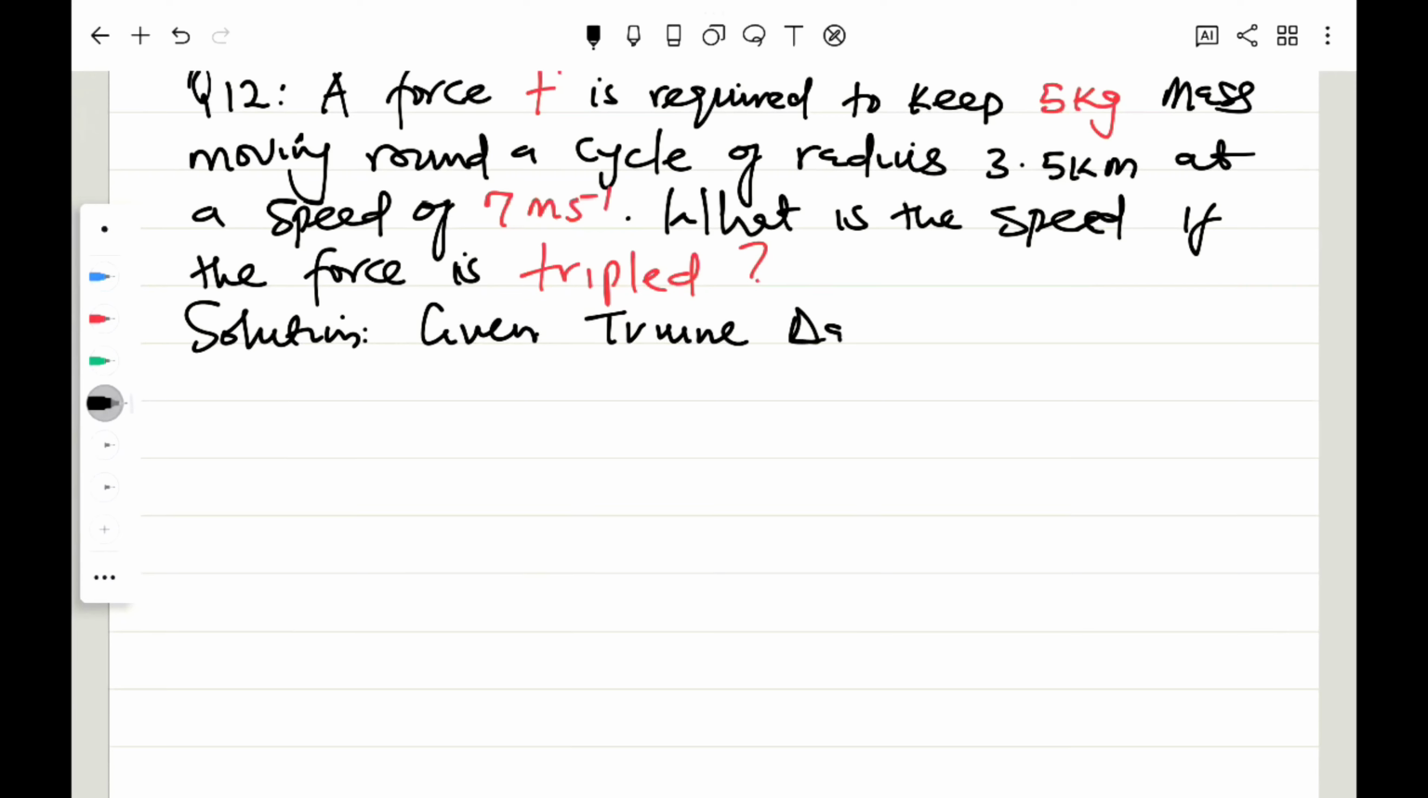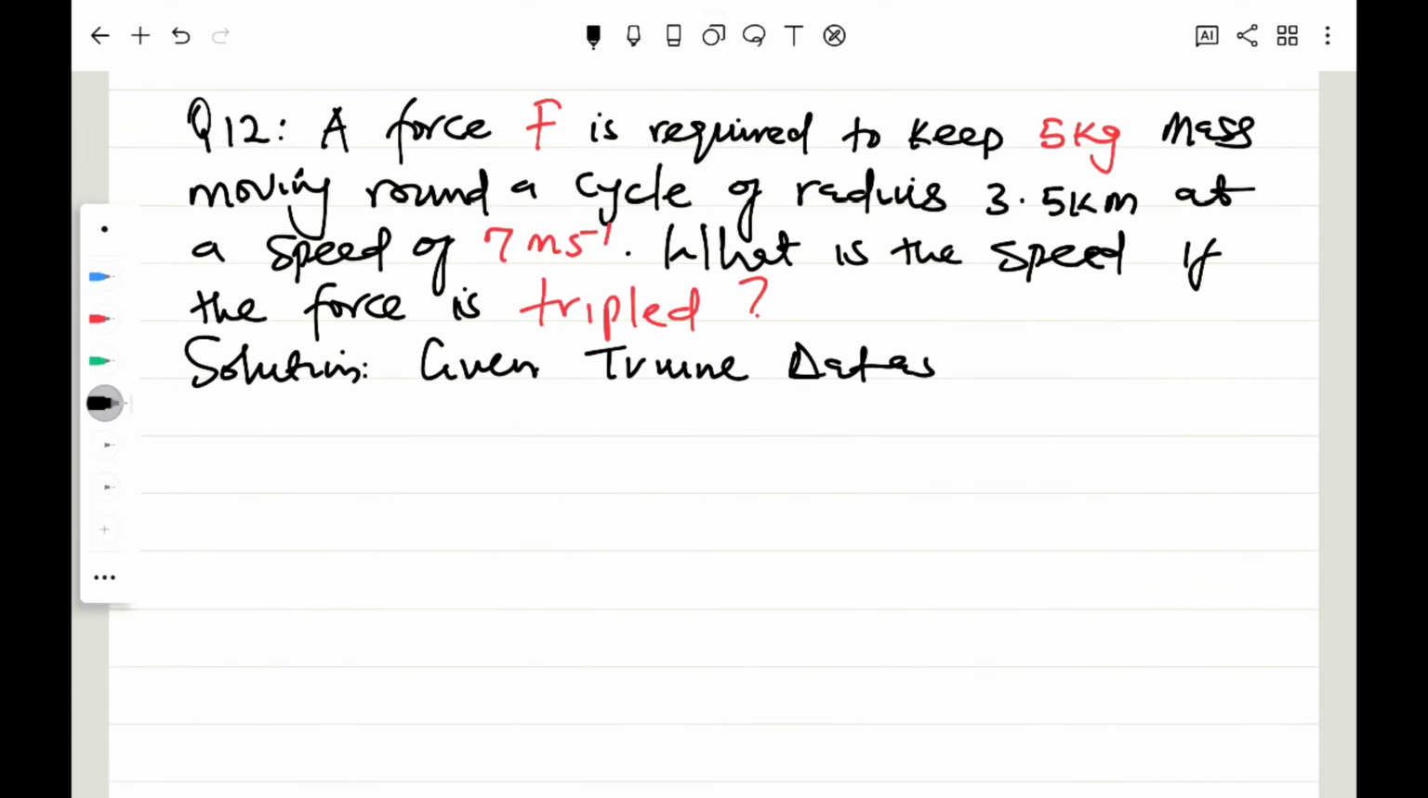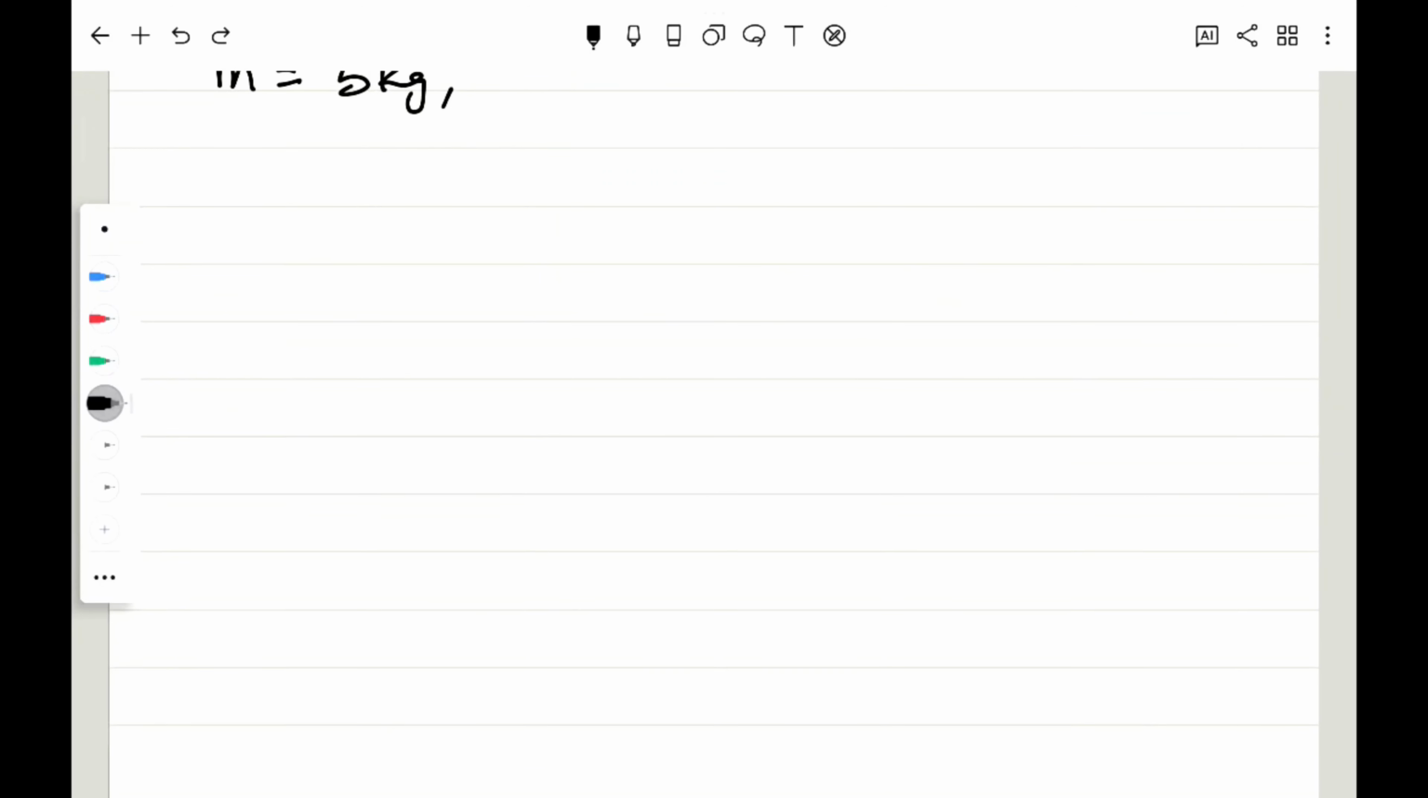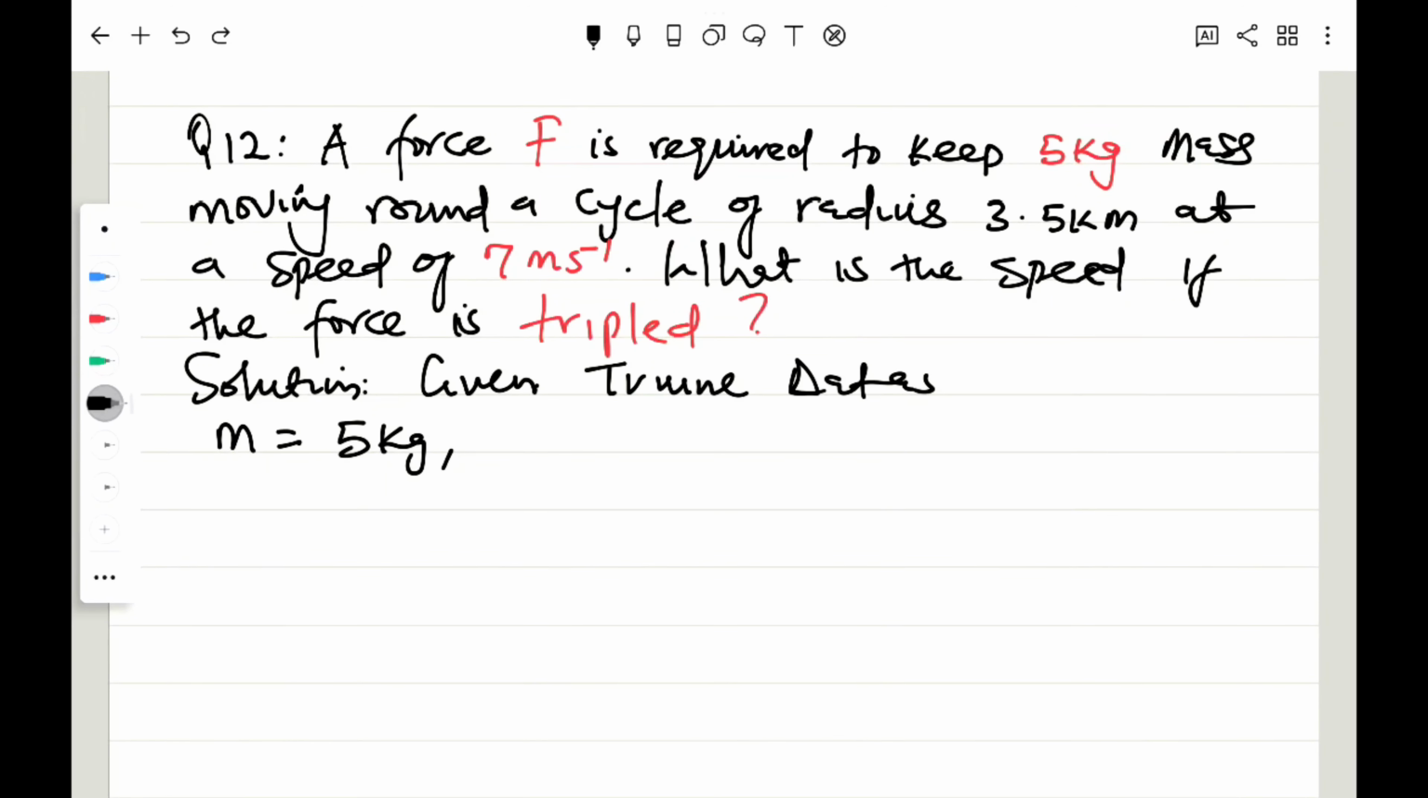Or what is the speed if the force is tripled? Okay? So given the data, number 1, we have the mass, 5 kilogram. Number 2, the speed is given to be 7 meters per second. Number 3, the radius is given, r is equal to 3.5 meters. Then, recall, what is the speed if the force is tripled.